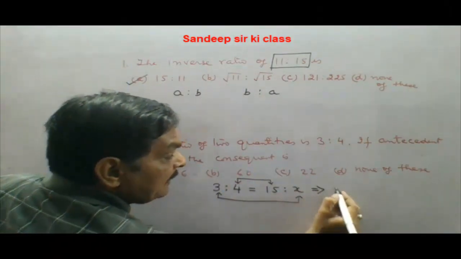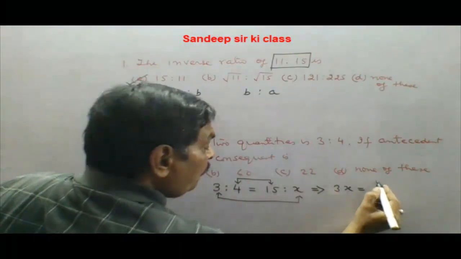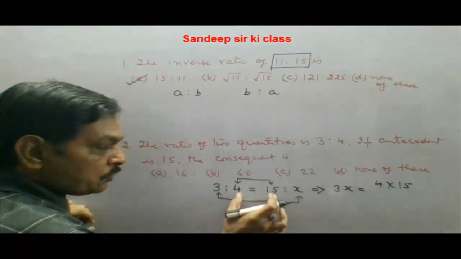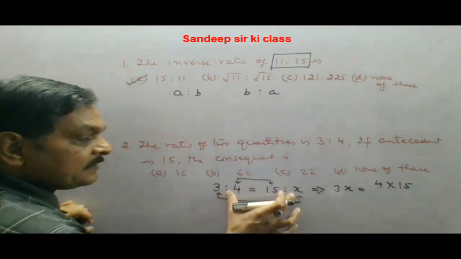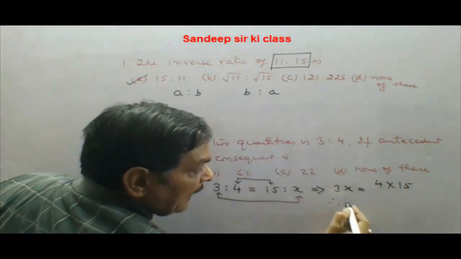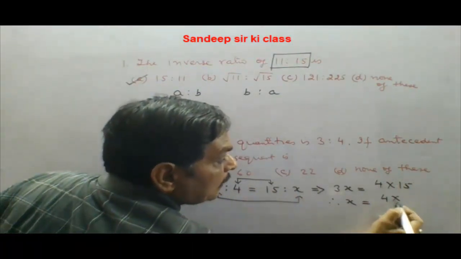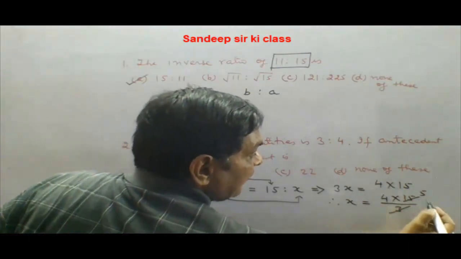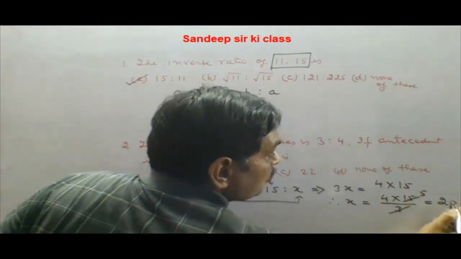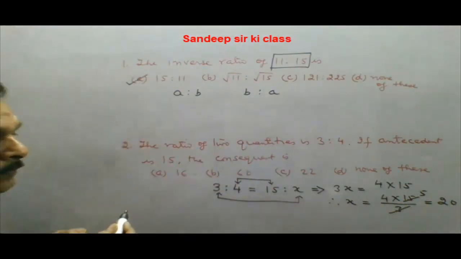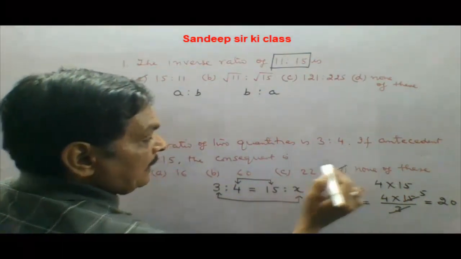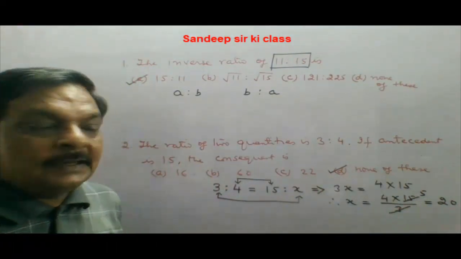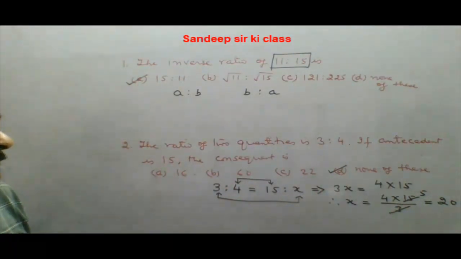So 3x will be equal to 4 into 15. Product of means is 4 into 15. Product of extremes is 3 into x. Therefore, x will be equal to 4 into 15 upon 3. 3 cancels 15 5 times. 4 into 5 is 20. Therefore, our option, none of these, is correct. The consequent is 20, which is none of these. Now, we will see the next problem.